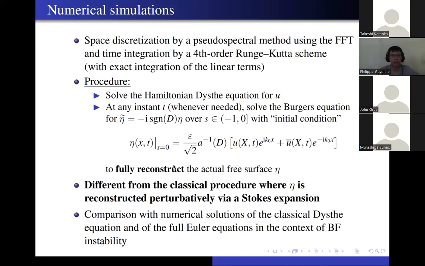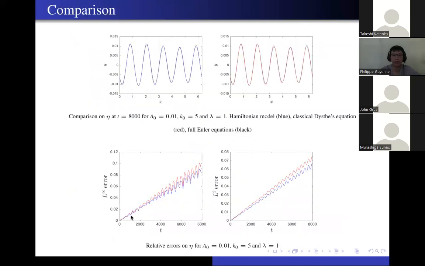All right, so now I'm going to try to validate the approach with some simulations and comparison with Euler and classical Dysthe.